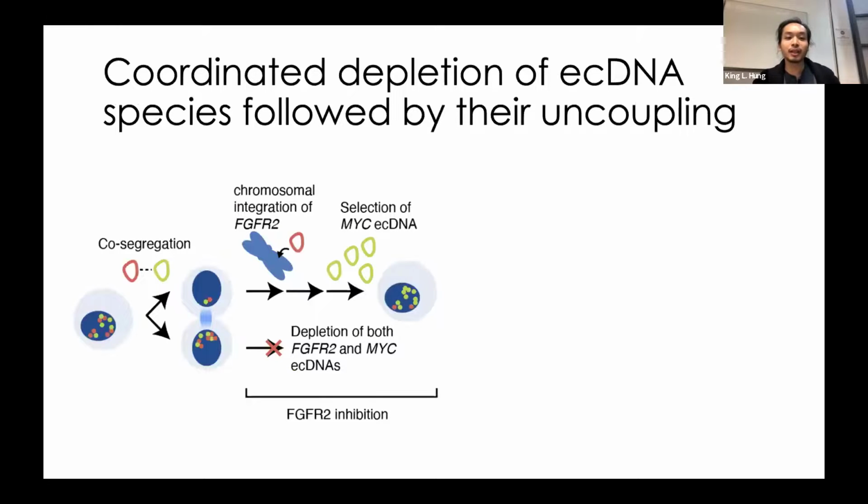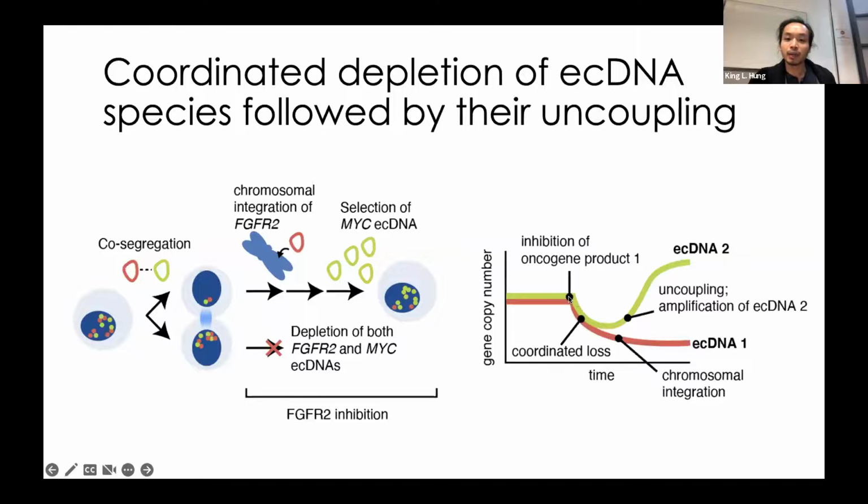And so to summarize all these findings, we think that cancer cells have multiple ecDNA species that can co-segregate during cell division. These ecDNAs are co-depleted when they're under selective pressure. But one way to uncouple these different species is by putting one species on chromosomes and selection of different ecDNA species. So you see this very dynamic copy number changes over time in cancer cells.